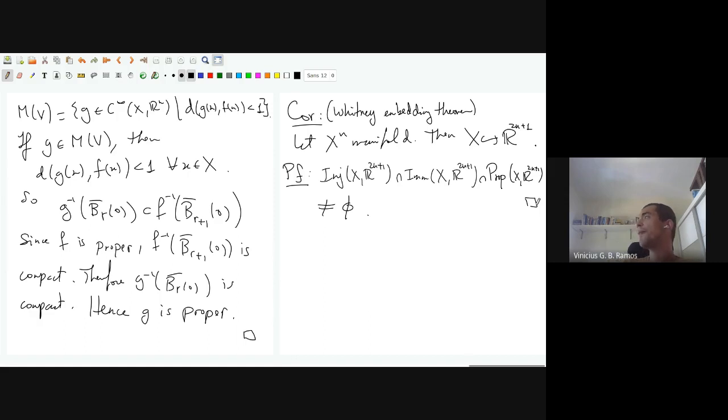I mean, if X is compact, then an injective immersion is an embedding, and then we have the result that injective immersions are residual, so then it will be dense.